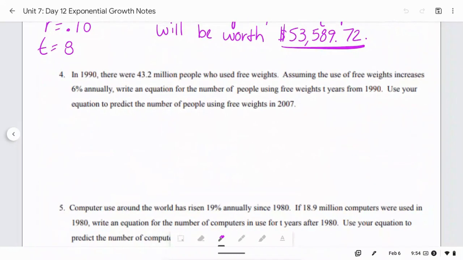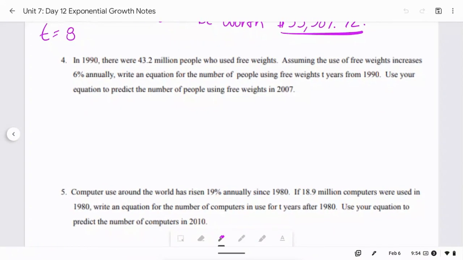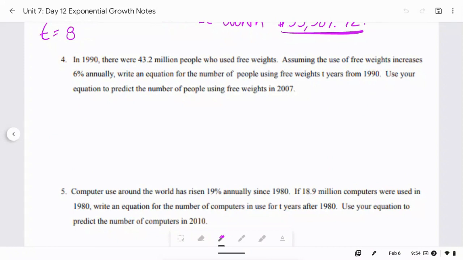Next example, this one's a little bit more challenging. In 1990, there were 43.2 million people who used free weights. Assuming the use of free weights increases 6% annually, write an equation for the number of people using free weights T years from 1990. Use your equation to predict the number of people using free weights in 2007.